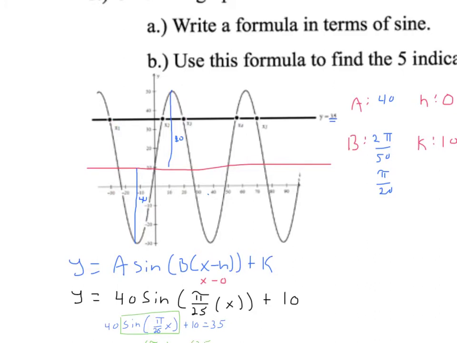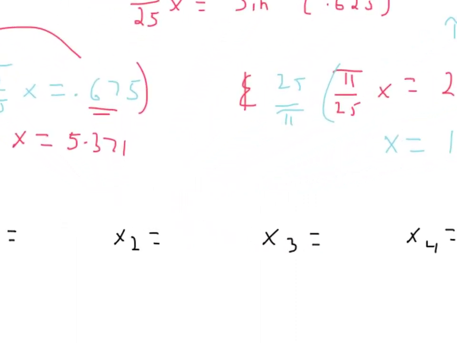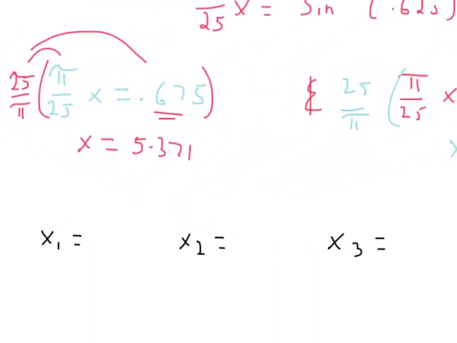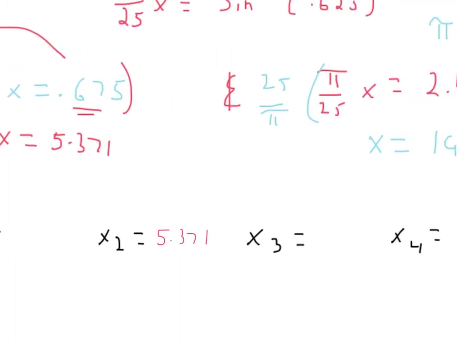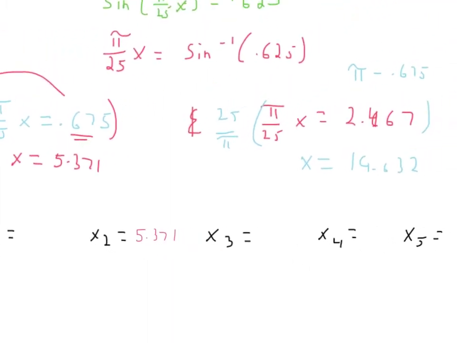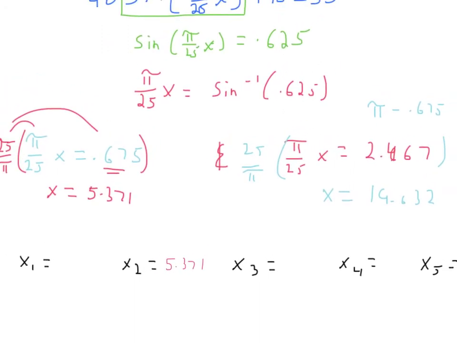So let's go back down to our answers. So this was x2, 5.371. This was x3, 19.632. We said we could find x4 by adding 50 units here. So plus 50, and that's going to bring us to 55.371.